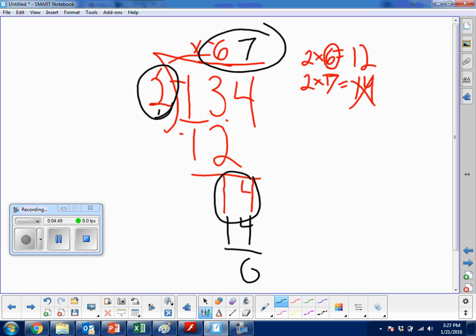I'll be honest with you, this is a tough standard. This is a tough thing to learn. But we're going to practice it, and we're going to get pretty good at it.